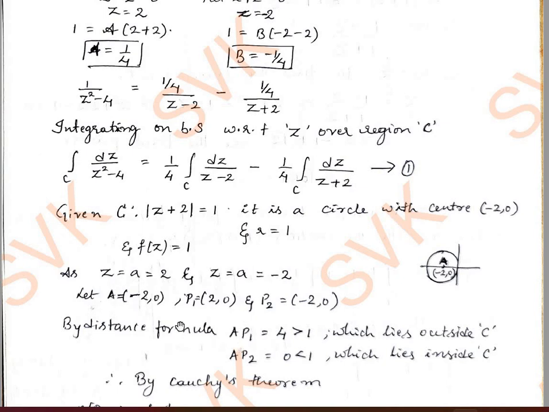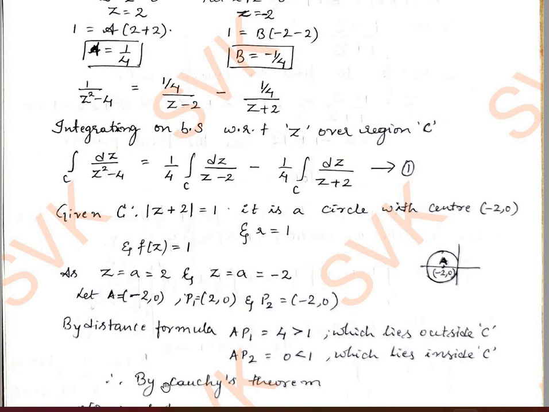By applying the distance formula, we get AP1 is equal to 4, which is greater than 1, which lies outside C. Therefore, this integral value is 0 by Cauchy theorem. By applying the distance formula, AP2 is equal to 0, which is less than 1, so it lies inside C.